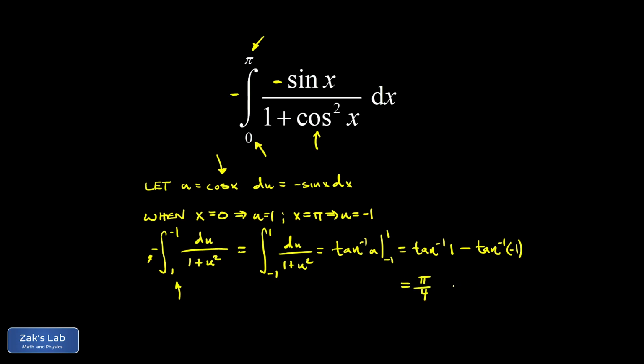And the angle whose tangent is negative 1, that's in the fourth quadrant, where the sine function is negative, the cosine function is positive, but they have equal magnitudes. So that's an angle of negative pi over 4. And we put together pi over 4 minus negative pi over 4 to get pi over 2. And that's it for the problem.